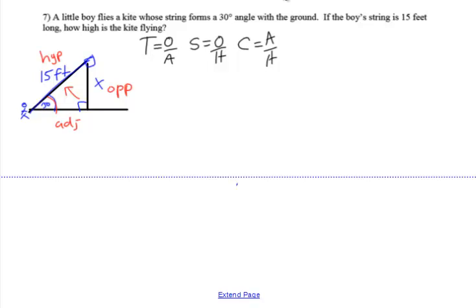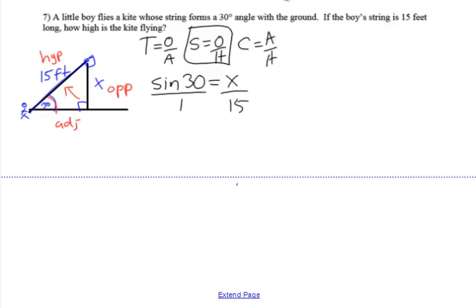All right. Well, I know the angle. I'm looking for the opposite. I know the hypotenuse. That tells me we're in sine. So, set it up. The sine of 30 is, what is sine? Opposite over hypotenuse. The opposite is represented by x. The hypotenuse is 15.